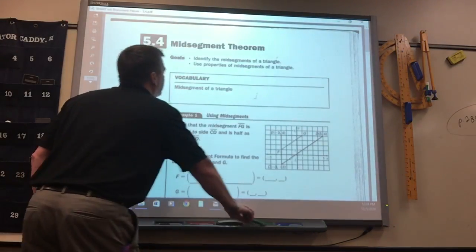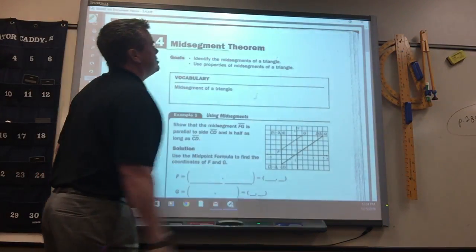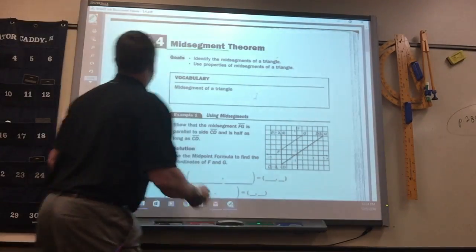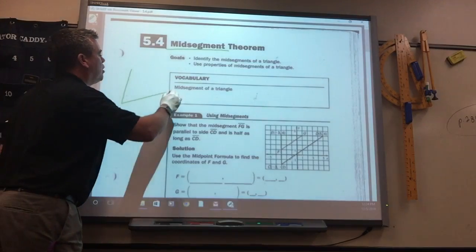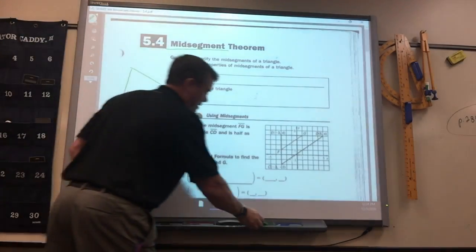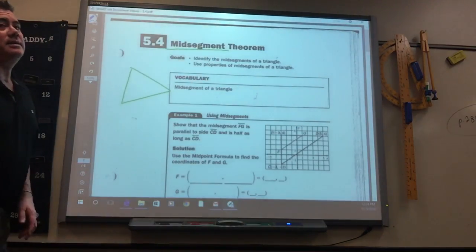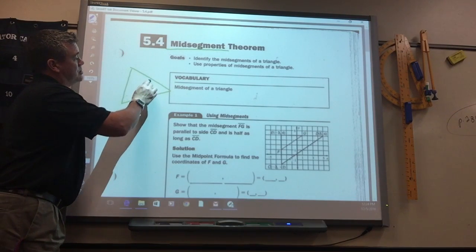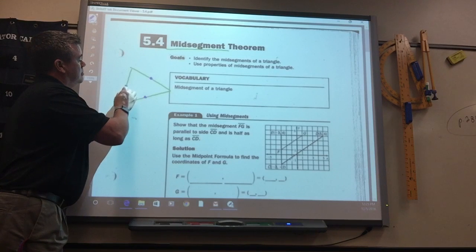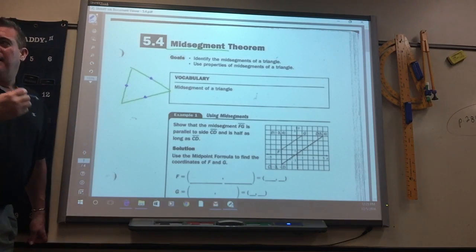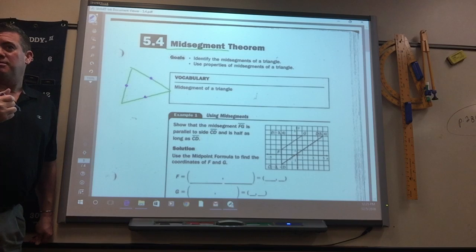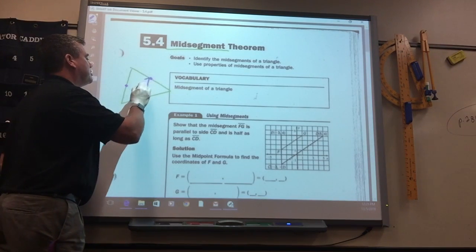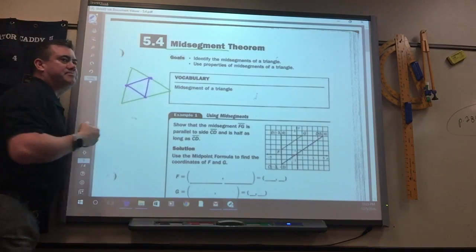Okay, this section is mid-segments. In any triangle, no matter what kind of triangle it is, if you find the midpoint of a side, or of all the sides I should say, everyone remembers what the midpoint is, I hope? Okay? And if you connect them, it forms another triangle in there, like that.